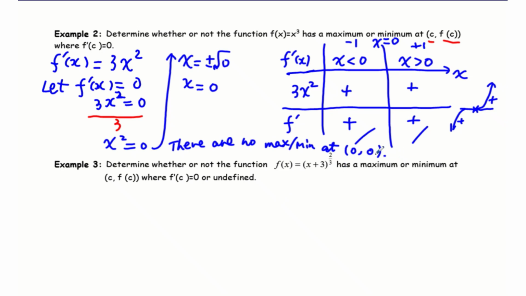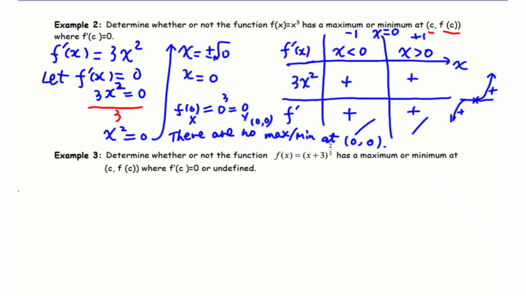So that is done. How to find the y value? We substitute the 0 into the original function. The original function is just x cubed. We substitute x is 0, 0 cubed gives us 0. This is the x value, this is the y value. So we have the point (0, 0) at this critical point. But at this critical point, we don't have a maximum or minimum.